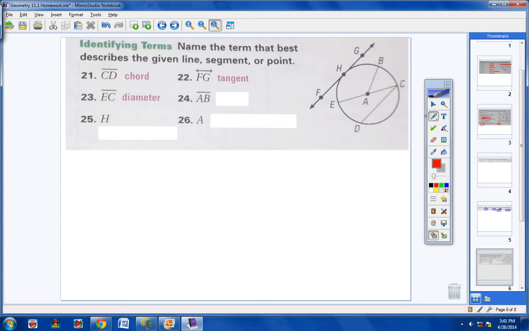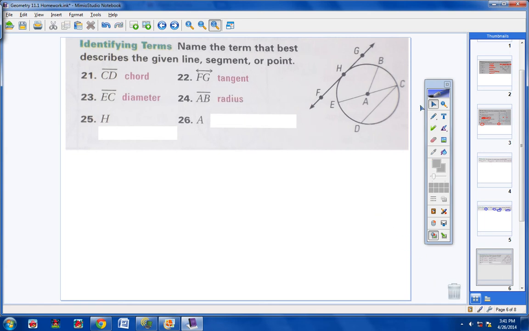Now let's look at AB, segment AB. Here's A at the center. Here's B lying on the circle. And so what would we call that segment there? Segment AB. Well, that's a radius, correct? It goes from the center of the circle to the edge of the circle, so we call that a radius. So this answer right here would be radius.